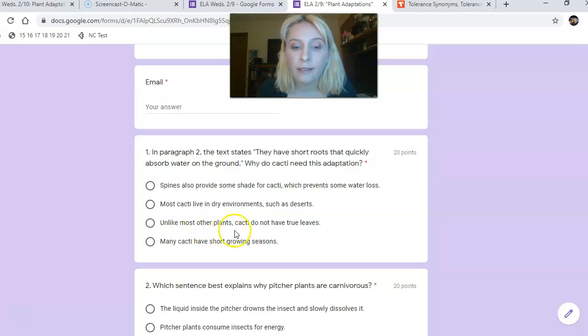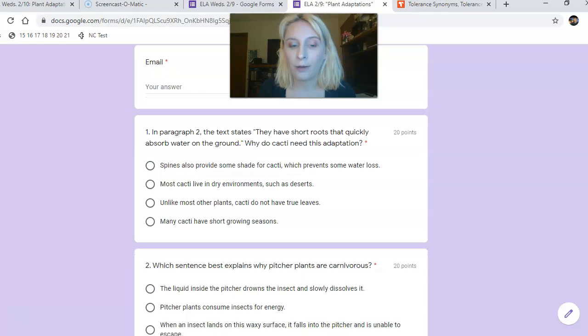Unlike most other plants, cacti do not have true leaves. Does that explain why they have short roots so they can quickly absorb water on the ground? Or many cacti have short growing seasons. Does that explain why they have short roots so that they can quickly absorb water on the ground?